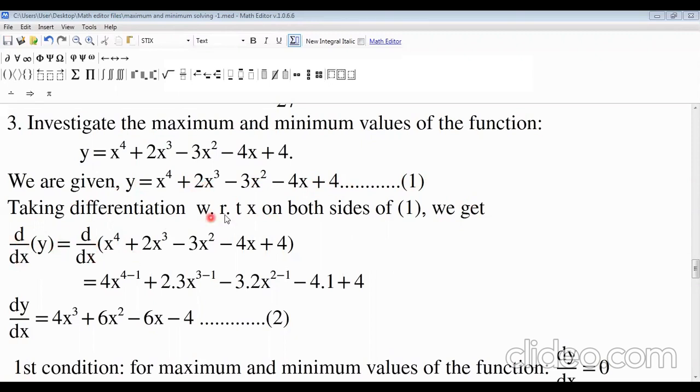d/dx of y equals d/dx of x to the 4 plus 2x cube minus 3x square minus 4x plus 4. Using the power rule from our previous lecture, x to the n gives 4 into x to the 4 minus 1. 2x cube differentiation will be 3 into x to the 3 minus 1. Minus 3x square differentiation is 2 into x to the 2 minus 1 using the power rule. x differentiation is 1, and 4 is only a constant, there is no variable, so by the constant rule the differentiation is 0. Remember it.